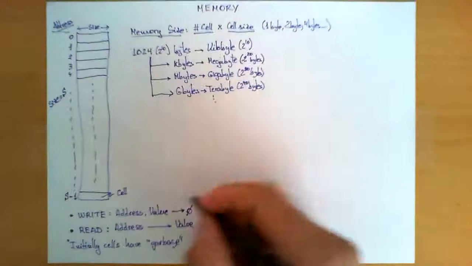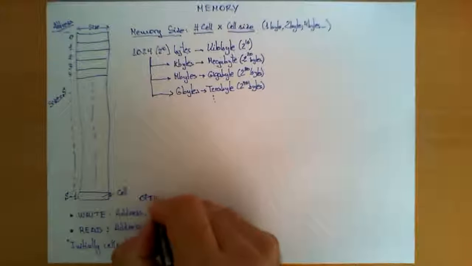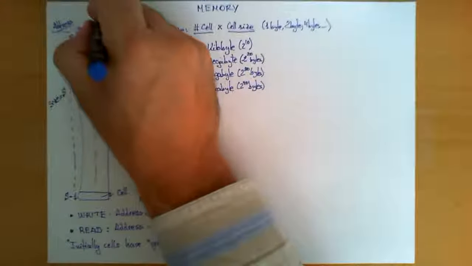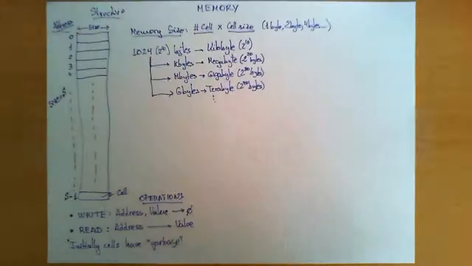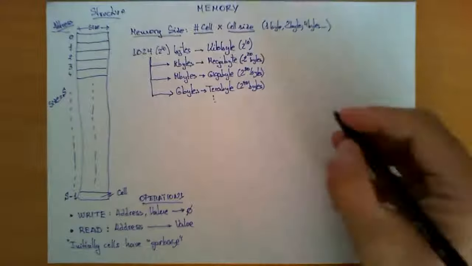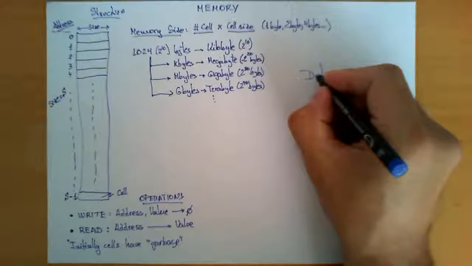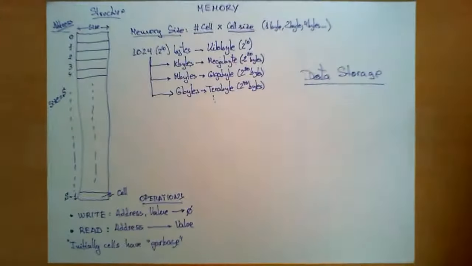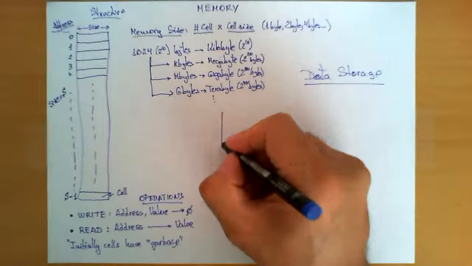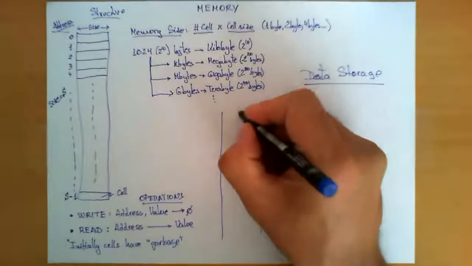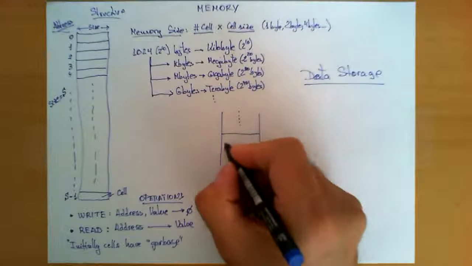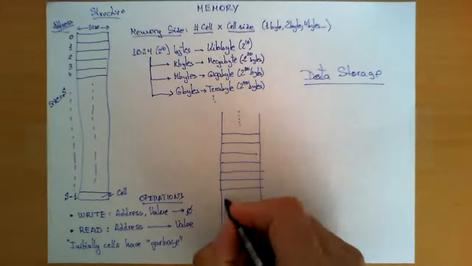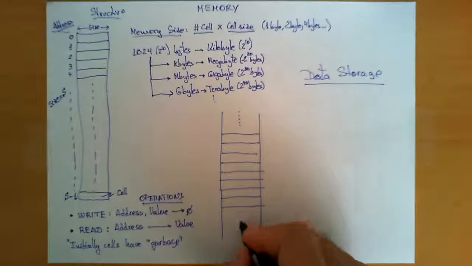Alright, so after we cover memory size, we cover operations, and we cover the structure, let's talk now about examples. Let's see how we perform data storage. How do we store data in a memory? For that, let's assume I have here just a portion of memory. I have certain cells above me, and I'm going to draw some of them and additional ones.